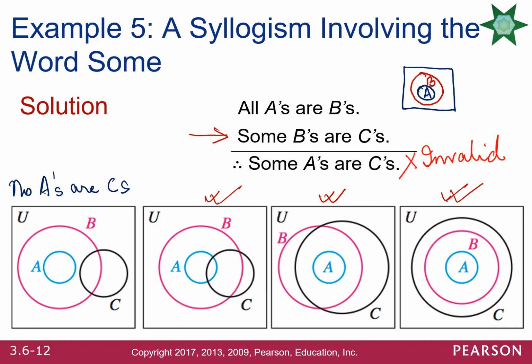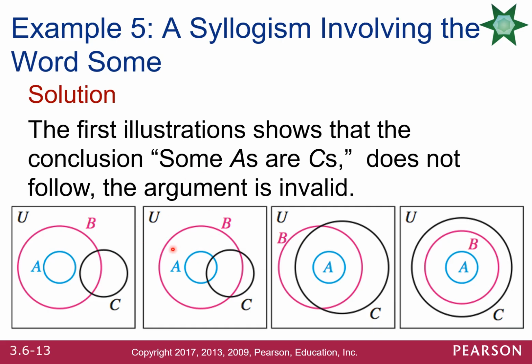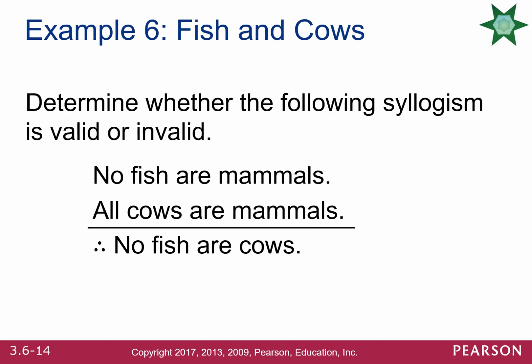All right? And here's the final step of the solution where we come to the conclusion that this was an invalid argument just because of the first diagram. It's the first diagram that invalidates the entire argument, even though 3 of them agree with the argument. The first one doesn't, and therefore we have to say that the argument is invalid.